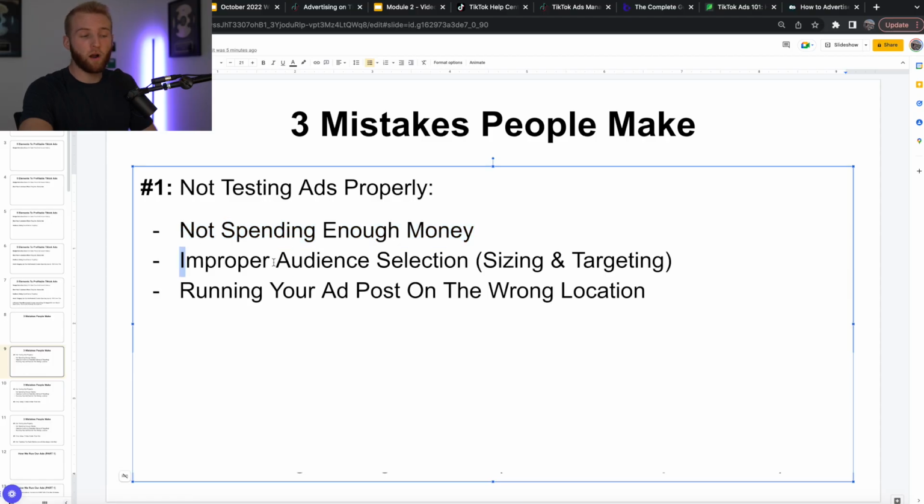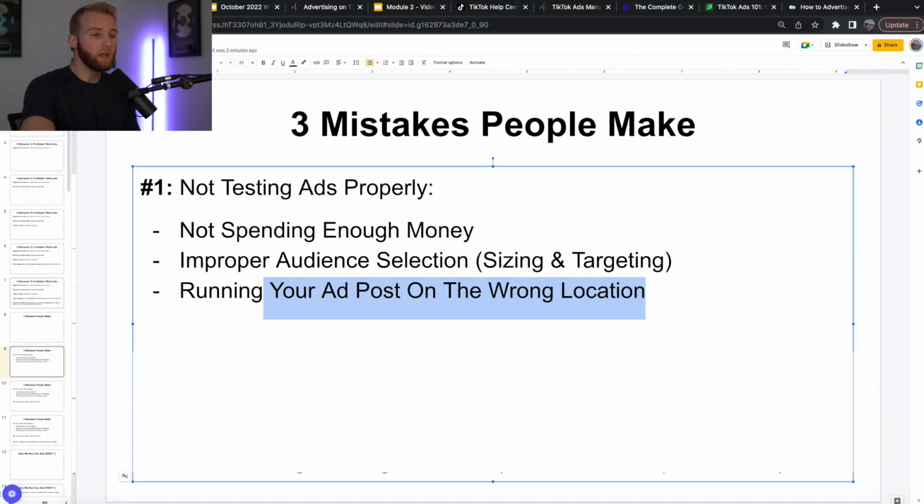Number 2, improper audience selection, sizing and targeting. Again, getting into those single digit millions. Big mistake having too narrow, and then running your ad post on the wrong location. This doesn't mean who you're targeting, like the US or Canada or people in New Zealand. This means where you're actually placing the video. There's a couple very specific points that you want to follow.